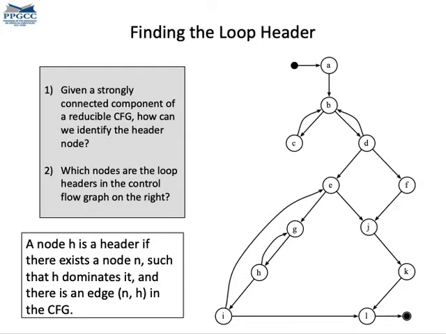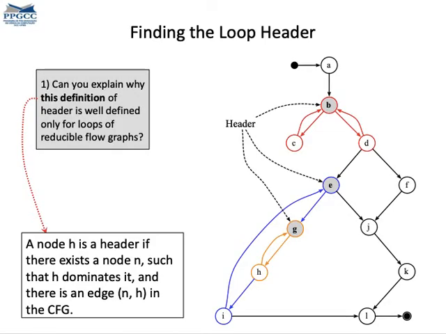In the CFG on the right, can you spot which nodes are loop headers? Here they are, painted in gray. We have 3 loop headers, but 4 natural loops, as we had seen before in the CFG.